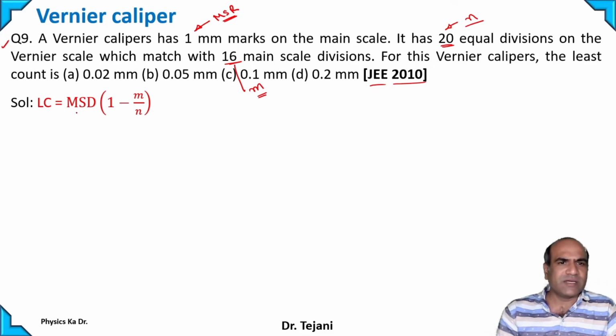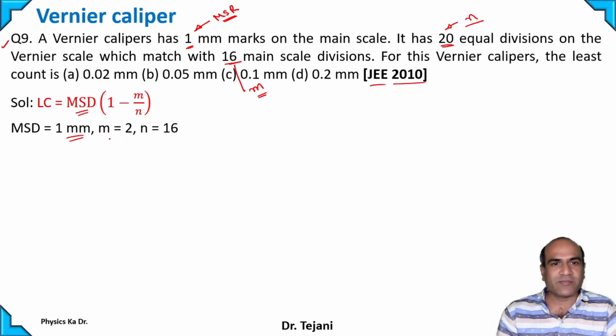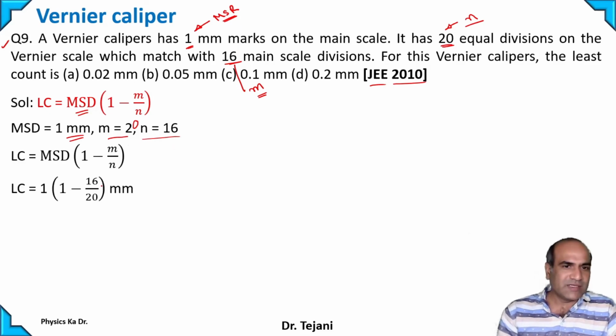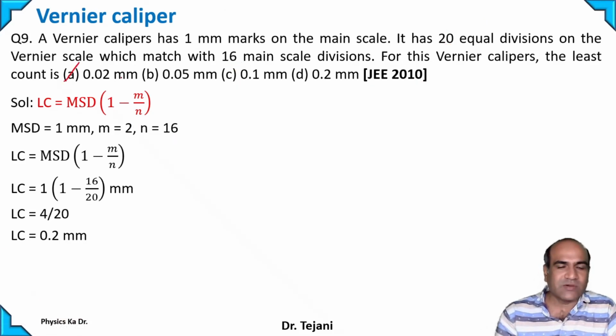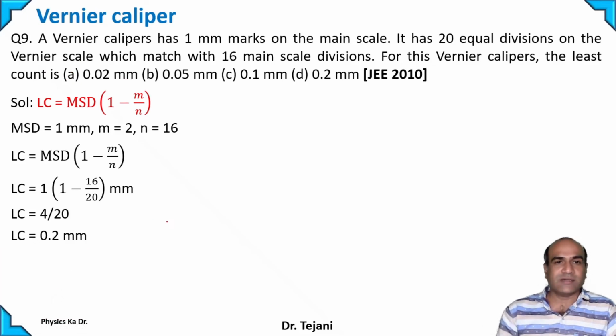Least count is equal to main scale division times (1 minus m divided by n). Main scale division is given as 1 millimeter. Do not forget to put the unit. m is not 2 but 16, and n is 20. Put this value here: 16 by 20, and MSD is 1. So 4 by 20. Answer is 0.02. It is given, yes. Also check the unit, otherwise you may get a wrong answer.